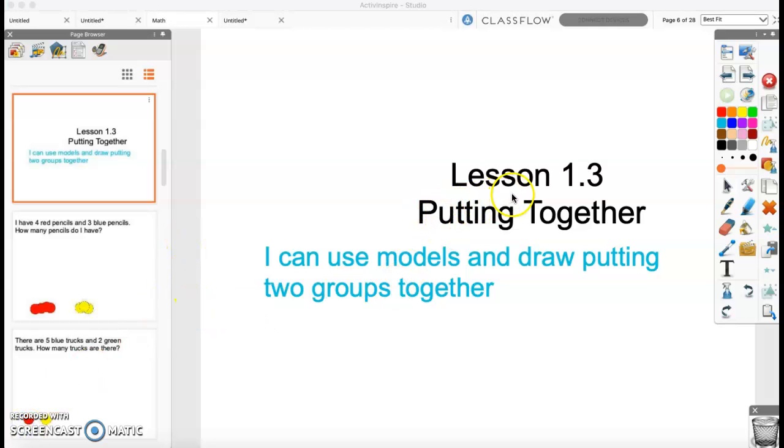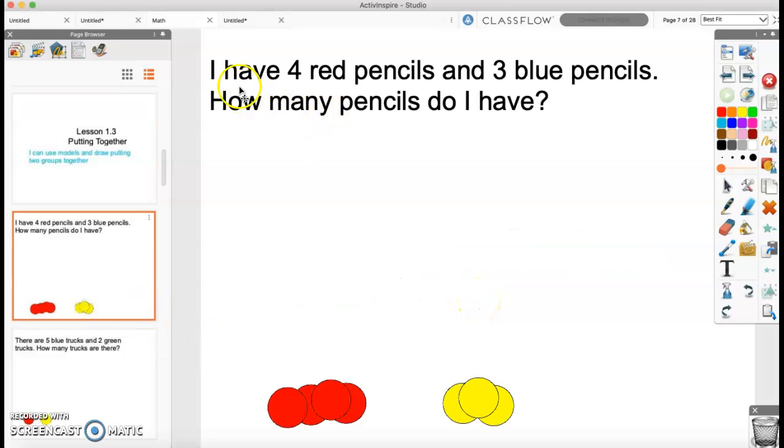This is Math Lesson 1.3, Putting Together. At the end of this lesson, you will be able to say to yourself, I can use models and draw putting two groups together. So our first problem we have is, I have 4 red pencils and 3 blue pencils. How many pencils do I have? So I'm going to use a model to show how many pencils I have.